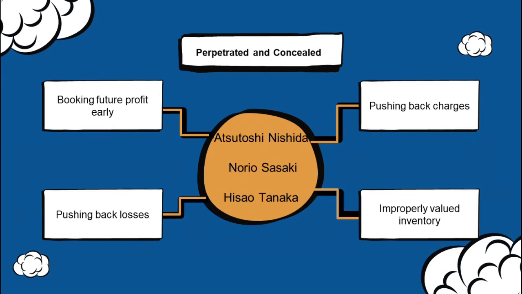Other than that, even when a new CEO, Hisao Tanaka, was appointed in 2013, he continued the malpractice. The investigation found evidence of 151.8 billion yen, equal to $1.2 billion, in overstated profit, consisting of booking future profit early, pushing back losses, pushing back charges, and improperly valuing inventory.